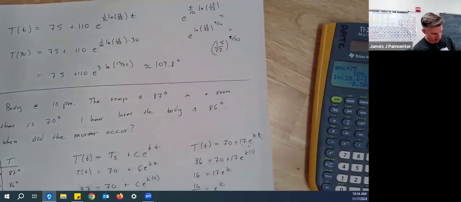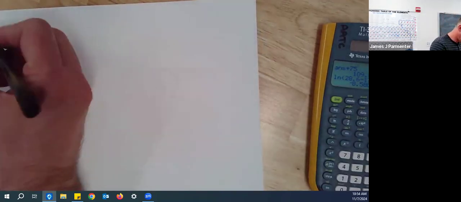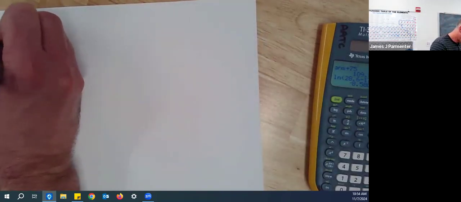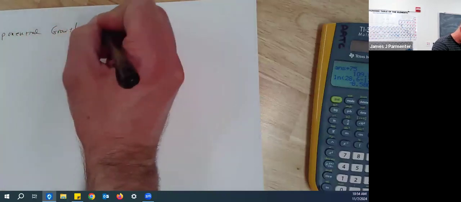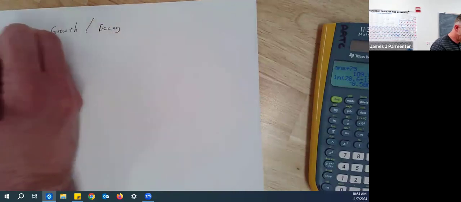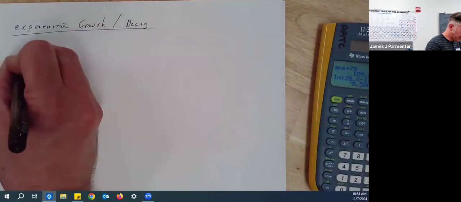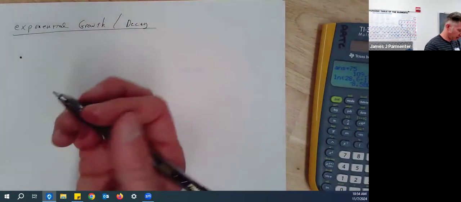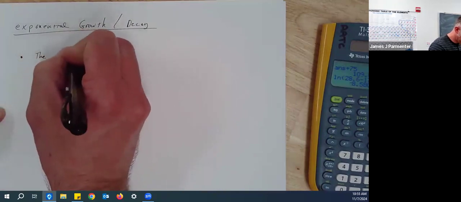Actually, I should write this down. I should not just say things. So when we talk about exponential growth or decay, there's 3 ways of phrasing this that are all equivalent that I just want you to hear. So one way of saying that something is growing exponentially is you say it's growing exponentially. So we can say like the population is growing exponentially.